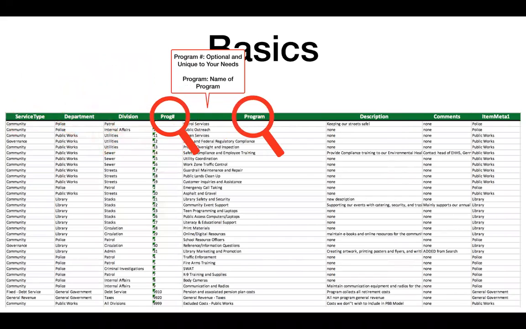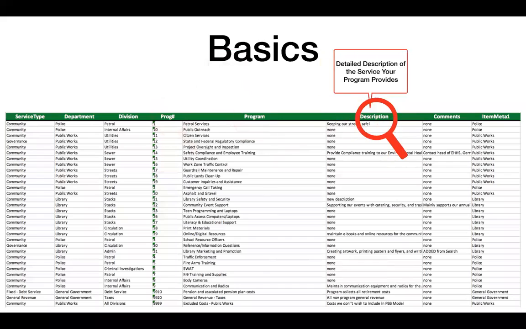The program number is an optional designation that you can give to your program. This can be unique to your organization. It can also be left blank if you choose not to use that. We'll enter the program name and then a detailed description of the service your program provides. The description will become very useful as you move through the other phases of PBB implementation.